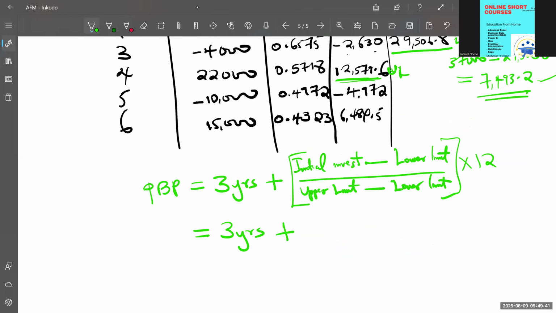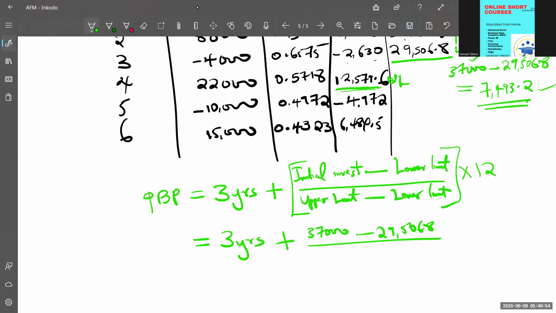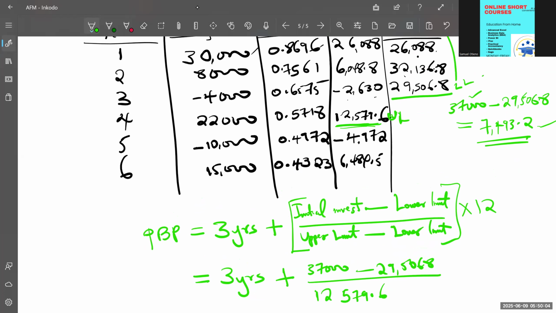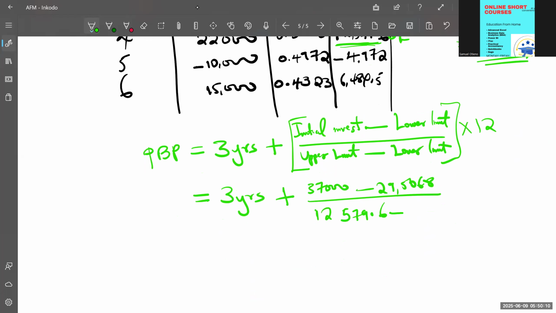Lower limit, I've just told you, is the total cash flow that we will recover at the end of year 3, and it is 29,506.8, like that. Then the upper limit is the total cash flow at the end of year 4. Of course, we are just going to take part of it. That's why we are computing a fraction. And the total at the end of year 4 is 12,579.6. You can see that is the total here. That is the total to be realized at the end of year 4, but we just need part of it. That's why we are computing the fraction. Lower limit remains the same, 29,506.8, like that. Whatever we are going to get, we multiply by 12, like that.